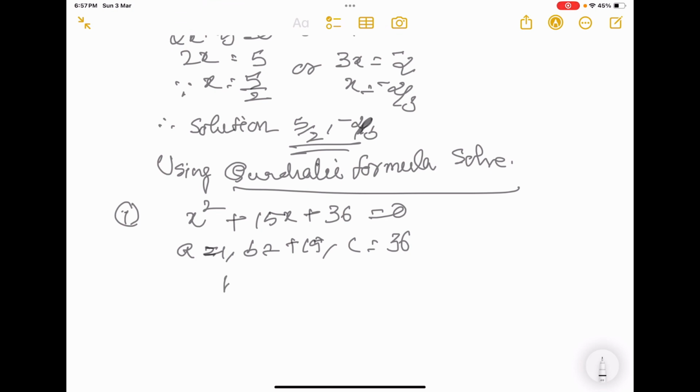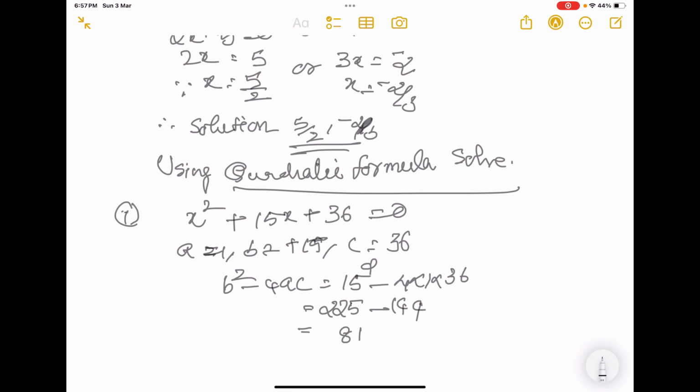So here b square minus 4ac equal to 15 square minus 4 into 1 into 36. That is 225 minus 144. That is 81. B square minus 4ac is 81, which is greater than 0. So there are two distinct real roots.